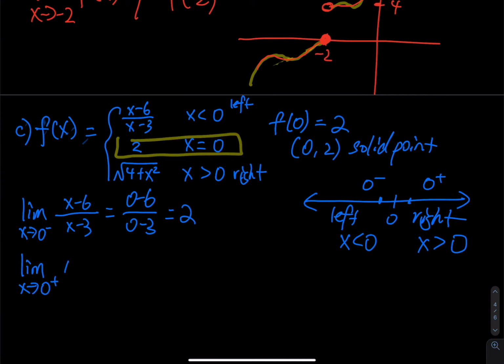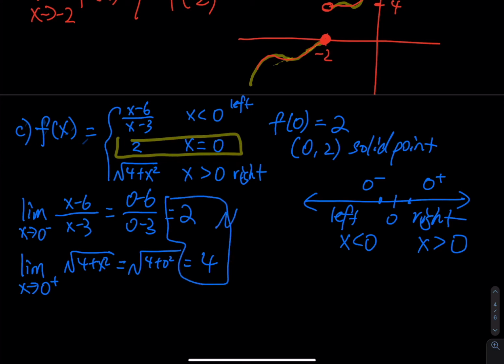you pick the other piece, which is 4 plus x squared. No question in plugging in: 4 plus 0 squared, so that equals 4. Are they equal? The answer is they are not equal.